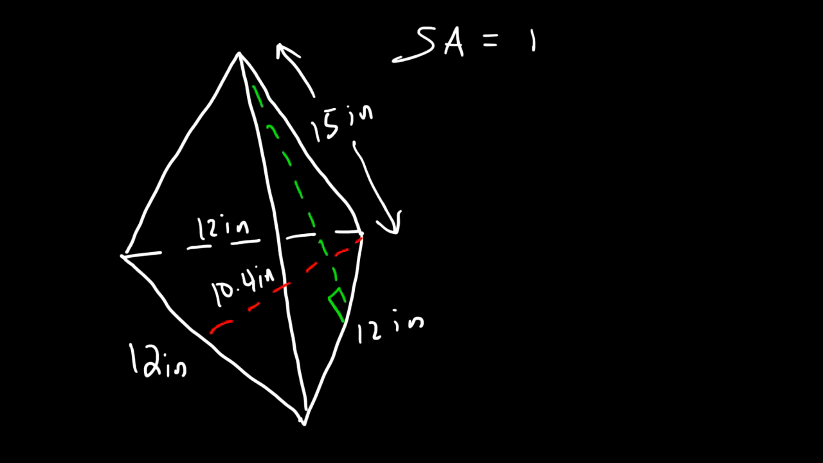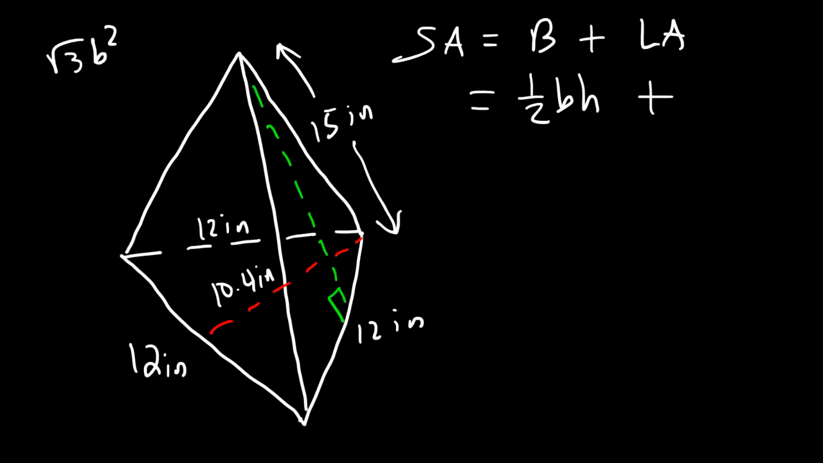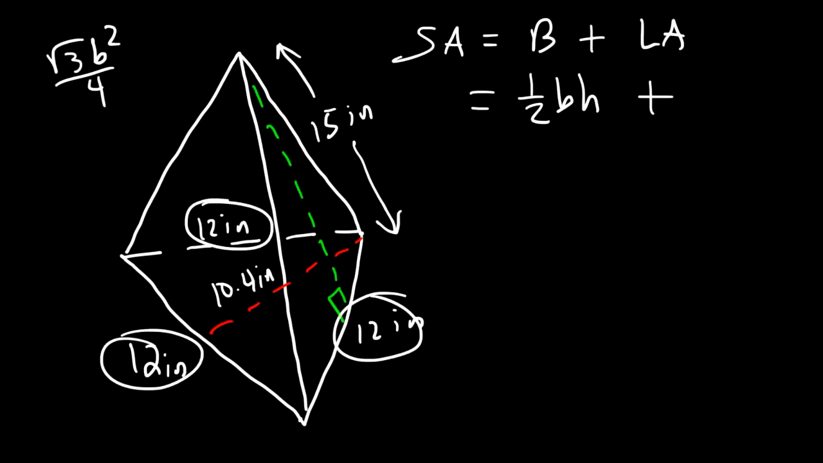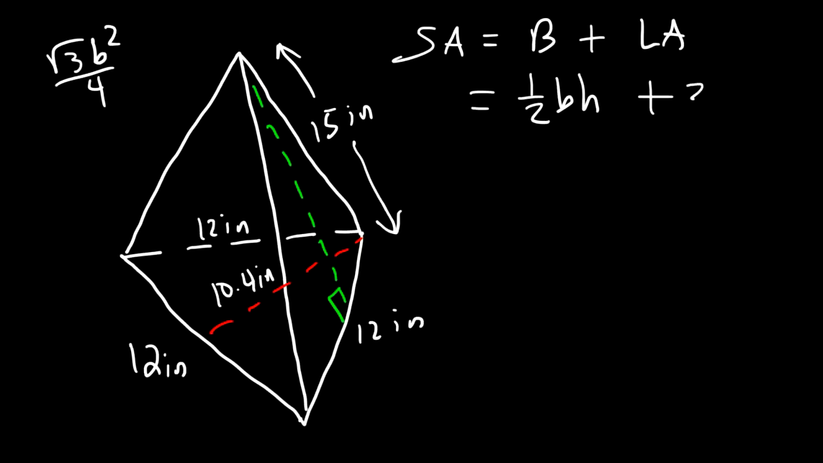So what we need to do is find the area of the base plus the lateral area. Now, since we have the height of the triangular base, we can use this equation to calculate the area of the base. We can also use this equation too, root 3 b squared over 4, since we have an equilateral triangle. In fact, let's do it both ways, so you can see that you'll get the same answer. Now the lateral area, we said it's 3 times 1/2 base times slant height.